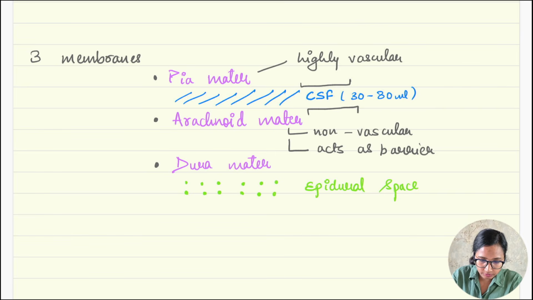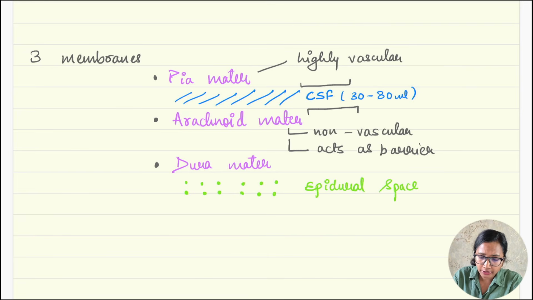So the membranes which cover the spinal cord are pia mater, arachnoid mater and dura mater. Innermost membrane is pia mater. It is highly vascular, and between pia mater and arachnoid mater lies the CSF, or also known as subarachnoid space. The volume is around 30 to 80 ml and the daily production is around 500 ml, which is quite a turnover for such a small space.